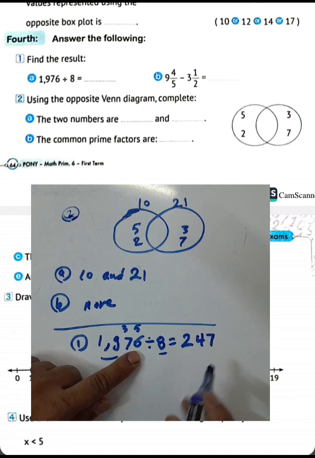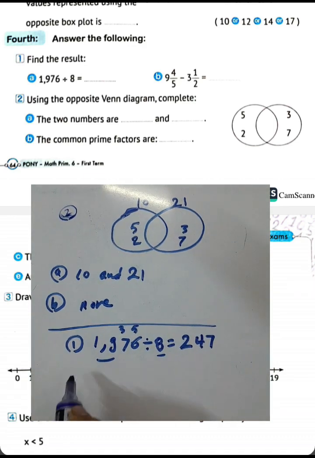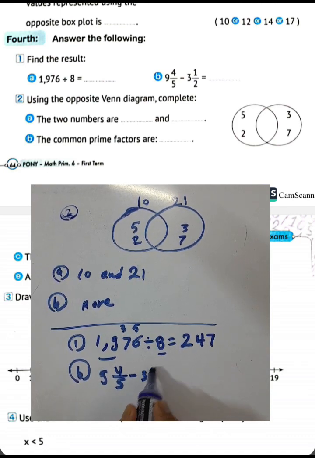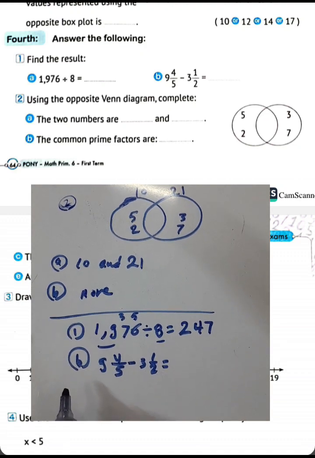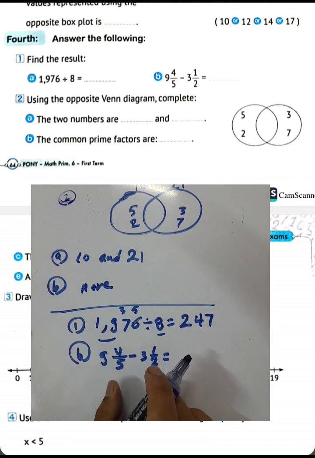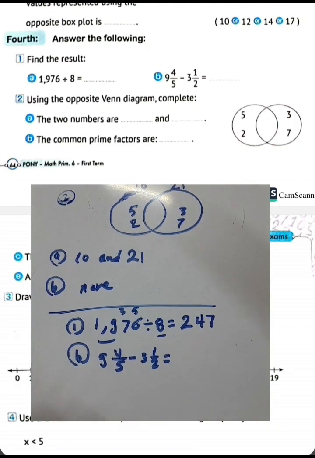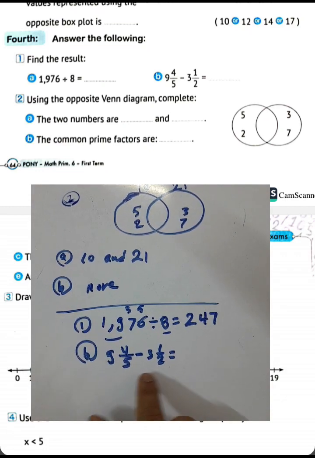Okay, right, 247. Question letter B. 9 and 4 over 5 subtracted by 3.5. We can find the difference between two numbers by writing the least common multiple between two denominators. The least common multiple between 5 and 2 will be 10, because 5 and 2 are relatively prime numbers, and the least common multiple between them equals their product.